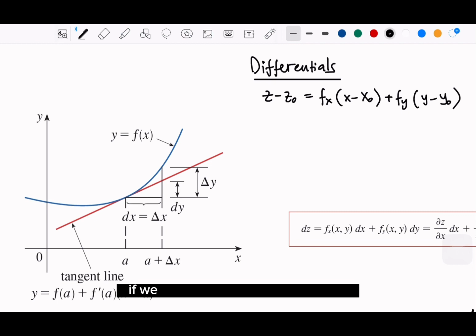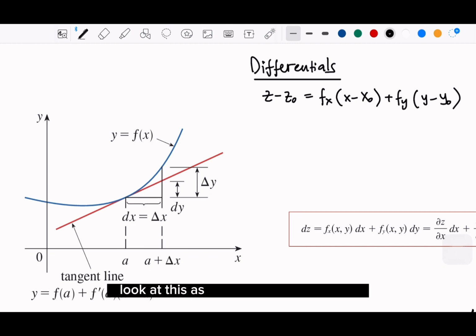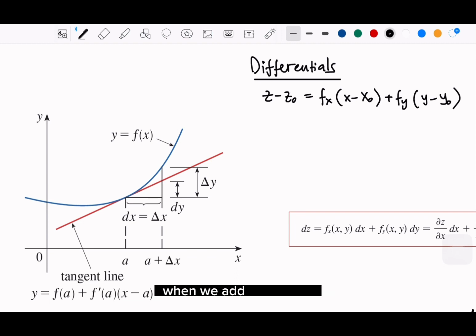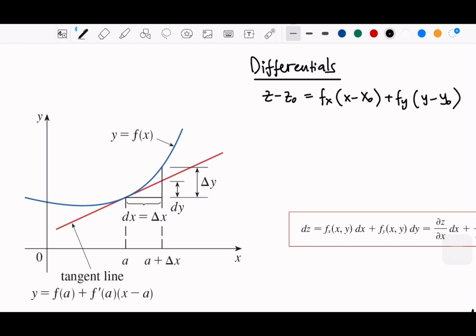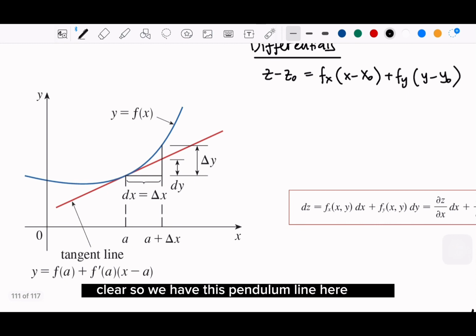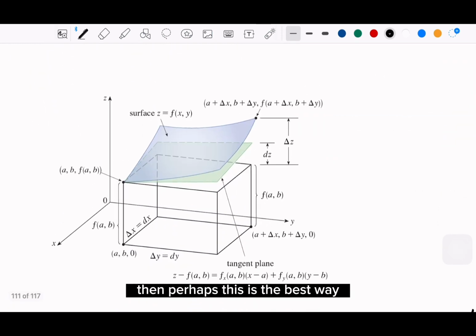Now visually, if we want to look at the graph for y and x, we can simply look at this as our differential, right? When we add the delta x, then we have a significant delta y that is changing. Now if we want to see it more clearly, we have this tangent line here, right? If we want to take the tangent plane, then perhaps this is the best way to elaborate the issue.